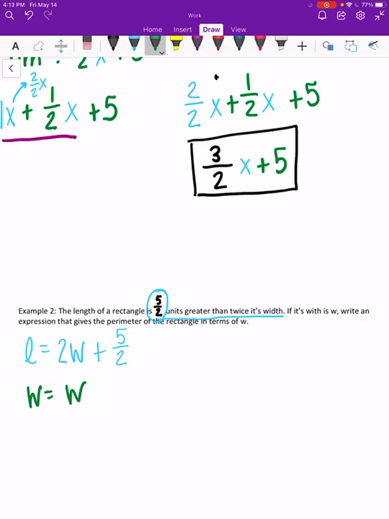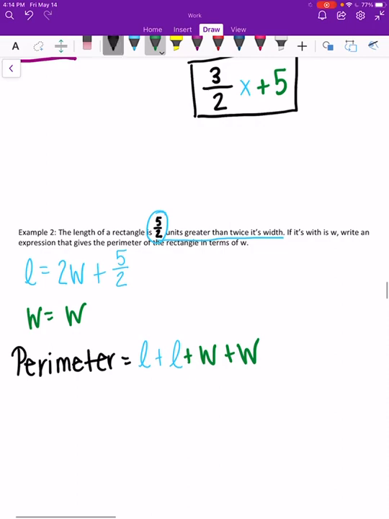So remember, how we solve for the perimeter is, so I'm going to write it down here, perimeter of a rectangle equals L plus L plus W plus W. I'll show you why that is. If we were to draw a rectangle, we have the length here, width here, width here. So we have to add up all of those sides.